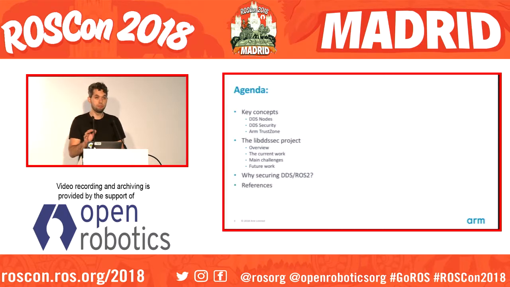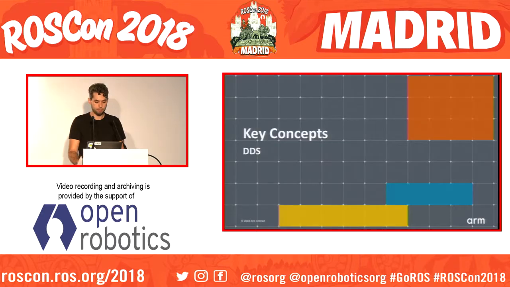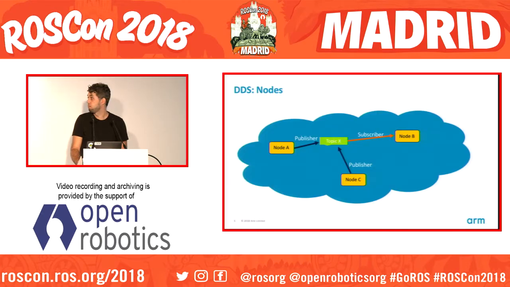So I'm going to start with some key concepts between DDS and also ARM Trusted Zone. I'm going to probably go quite quickly on the DDS because it was explained already. And then I'm going to talk about the project itself, what's the current state, and how we are trying to implement it. Right, so I imagine that everyone knows about this type of diagram, but it's just for completeness. What we are trying to accomplish here is to protect the communication between the nodes within a DDS domain. So our work is more specific to ROS2 in this case.